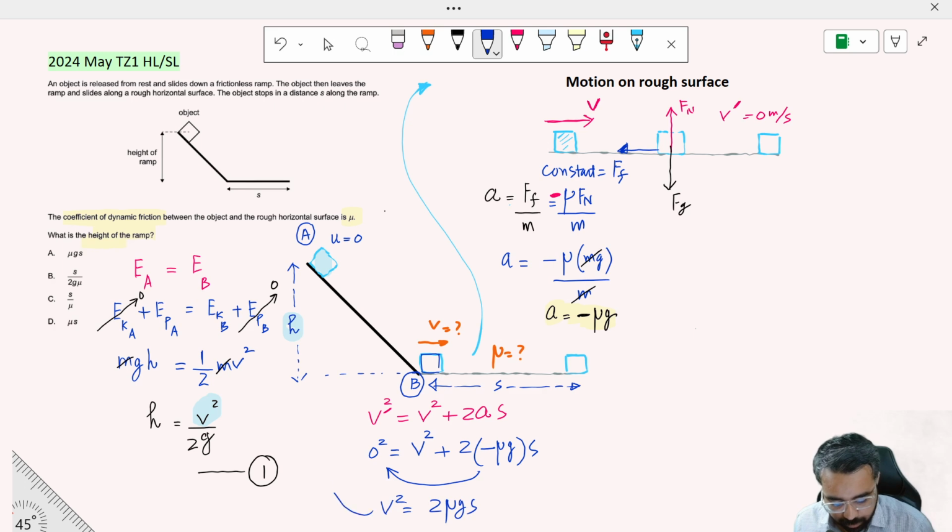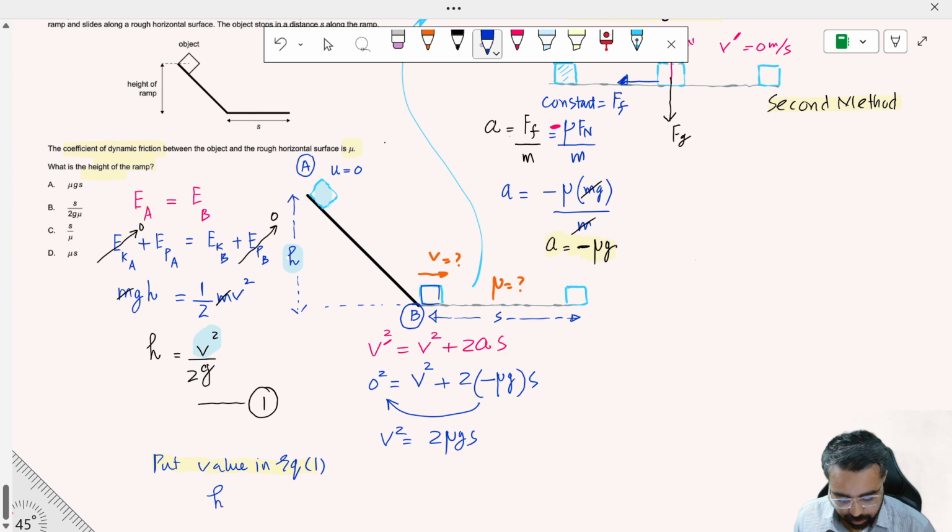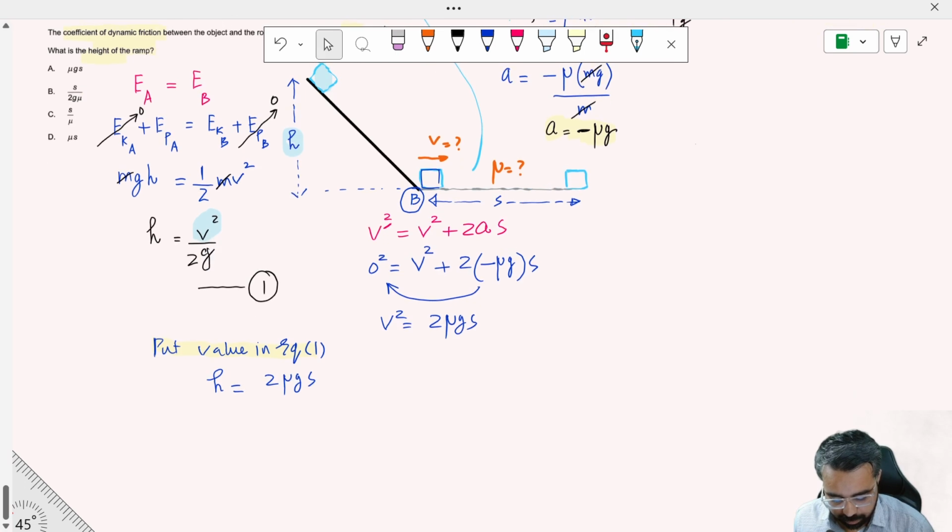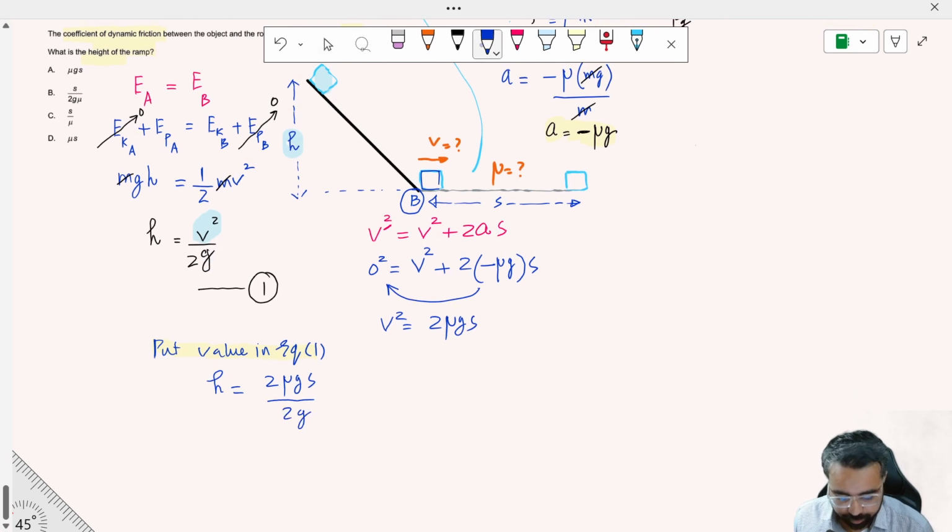And then we can plug the value into equation 1. So the height will be equal to 2 mu g s divided by 2g, and finally the height of the ramp is mu s. So that's why it's option D.